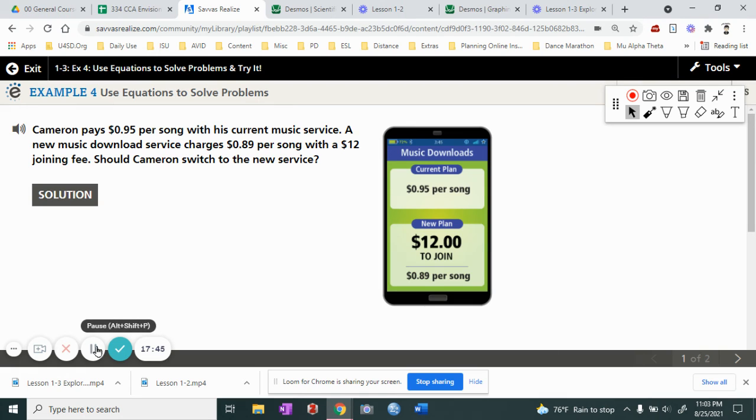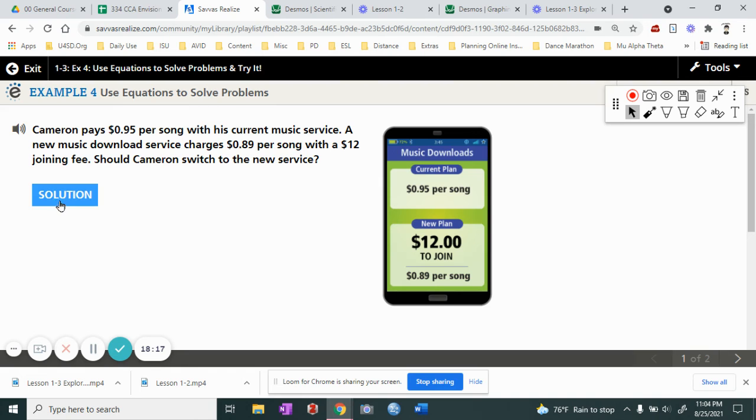So the last type of example I want to look at with you in this lesson is using equations to solve problems. So here is a scenario. Cameron pays 95 cents per song with his current music service. So every song he downloads is 95 cents. A new music download service charges 89 cents per song, but has a $12 joining fee. Should Cameron switch to the new service?